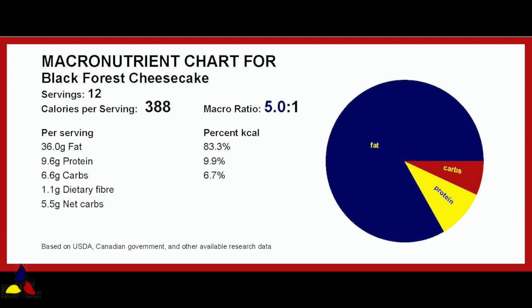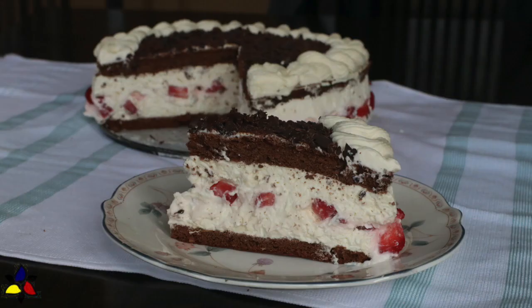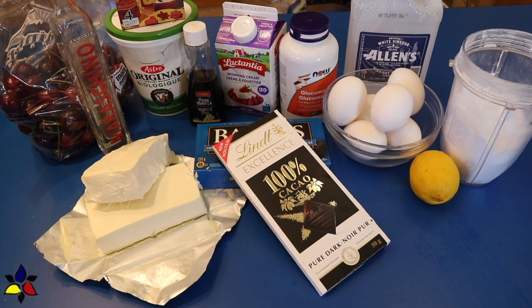Now, the macronutrient ratio for the Black Forest Cheesecake version 1 is 5:1 with 6.6 grams of total carbs, 1.1 gram of dietary fiber, resulting in 5.5 grams of net carbs per slice of cake. Now let's get started, and please follow along as I describe each step to ensure that you are successful when making this amazing treat. The first step is to make this really rich, flourless chocolate cake.